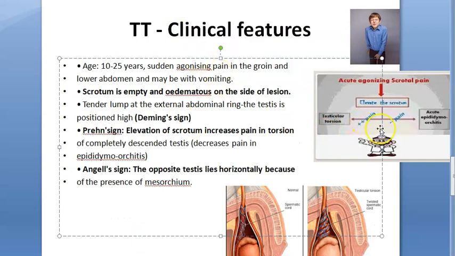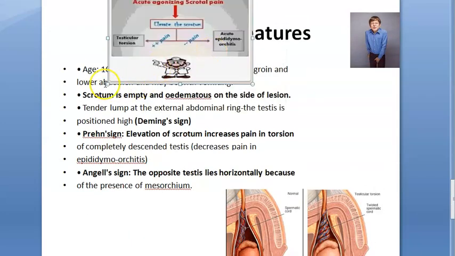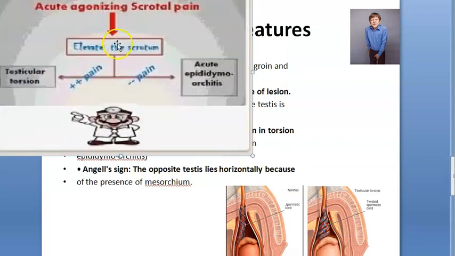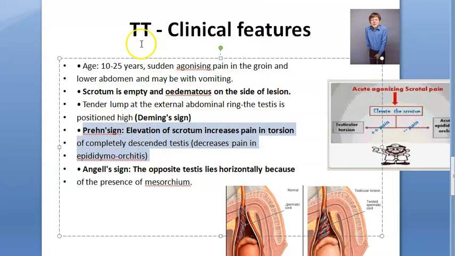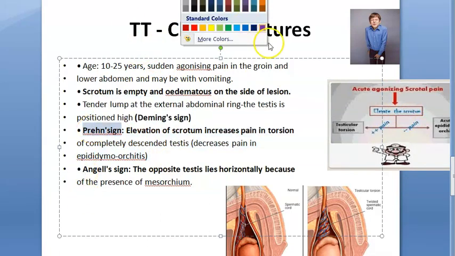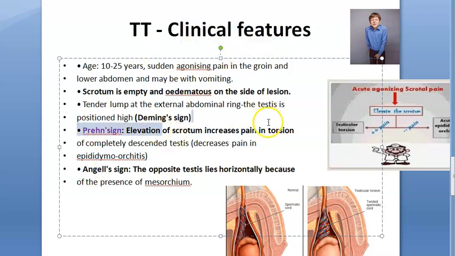They have tried to represent it in a flow chart here. If you elevate the scrotum and there is more pain, it's testicular torsion. If there is less pain, it is epididymo-orchitis. This is very important to understand, Prehn's sign: elevation of the scrotum increases pain in torsion of a completely descended testis, while the pain decreases in epididymo-orchitis. Please remember this, it is very important.